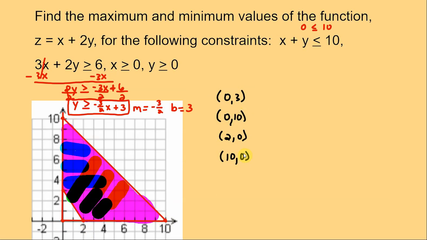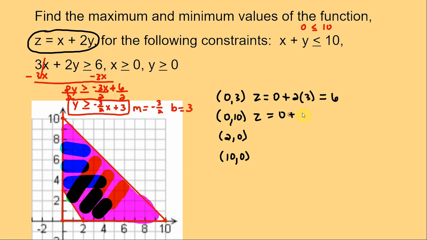And just like before, we're going to take those values and put them in this function. So if we plug into the first function, z is equal to, I'm putting in 0 for x, plus 2 times 3 for y. And when I simplify that, I get 6. And then when I put in 0, 10, 0 for x, plus 2 times 10 for y, that would be 20.